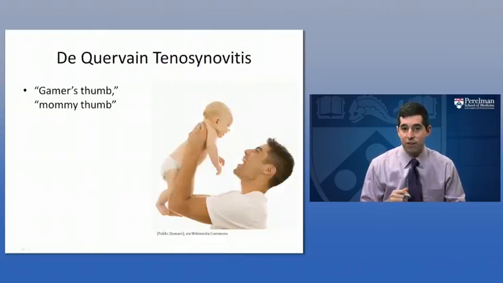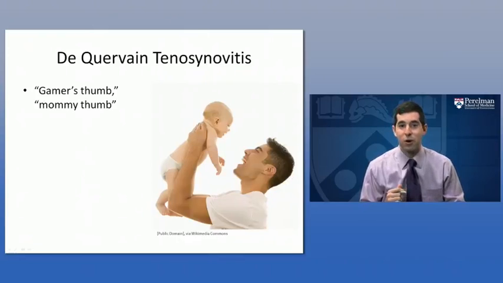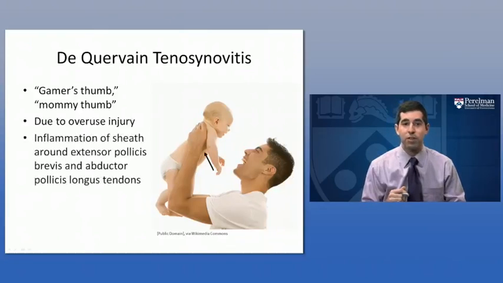For de Quervain tenosynovitis, this is also referred to as gamer's thumb or mommy thumb, and it has to do with essentially where it's created or what causes de Quervain tenosynovitis. It's generally due to an overuse injury, and in particular, it's an inflammation of the sheath around the extensor pollicis brevis and the abductor pollicis longus tendons.